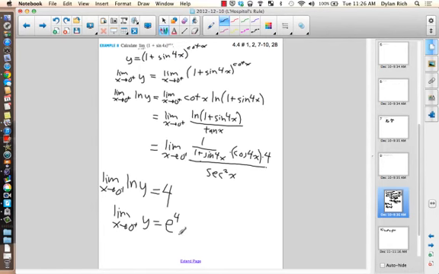What is e to the 4th? I don't know, it's a number. 2.7 to the 4th. Yeah, I don't understand how you got from that step to that step. Okay, how do I get rid of a natural log? I raise both sides to the e power. Okay.